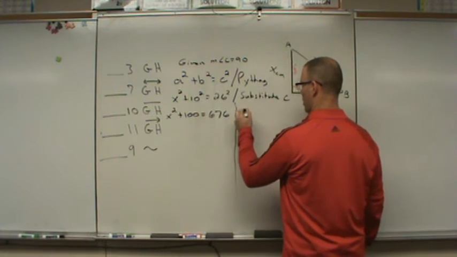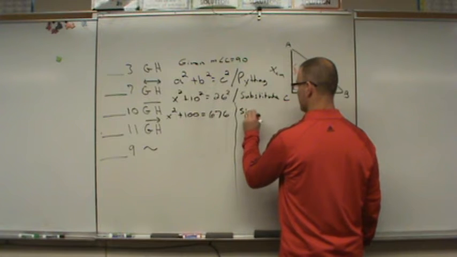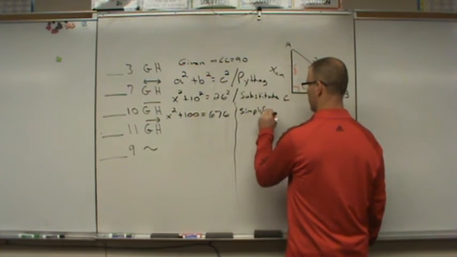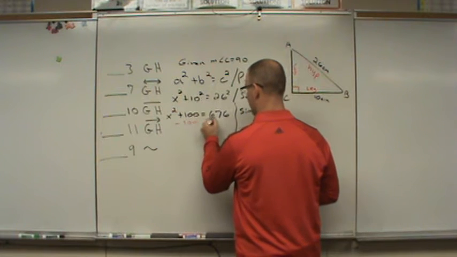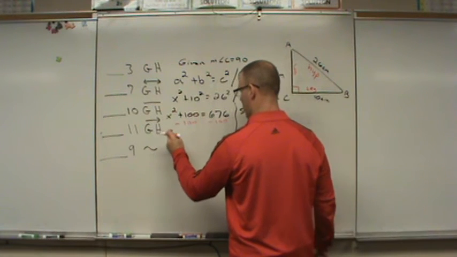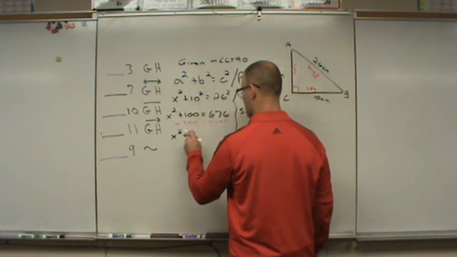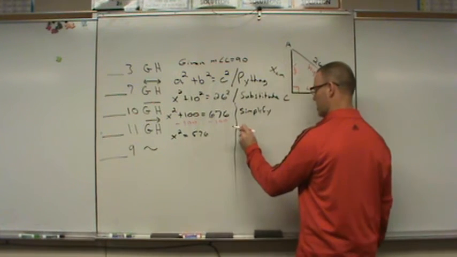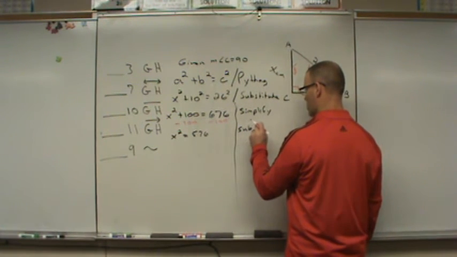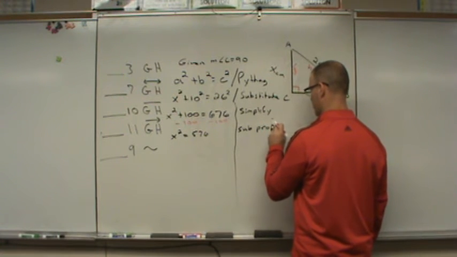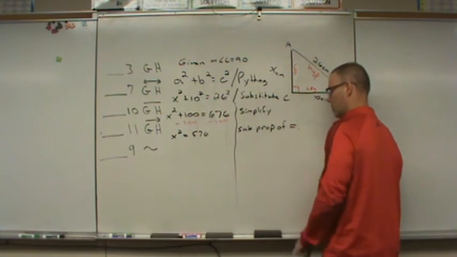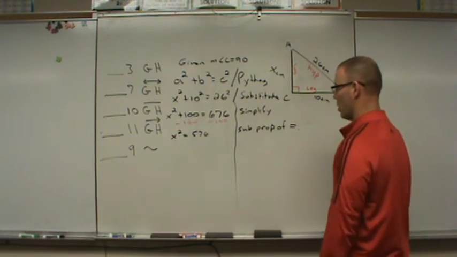And what did I do there? All I did was simplify. I simplified by squaring. The next step is minus 100 from each side. So I get x squared equals 576, and my justification for that is subtraction property of equality. Okay? Subtraction property of equality.